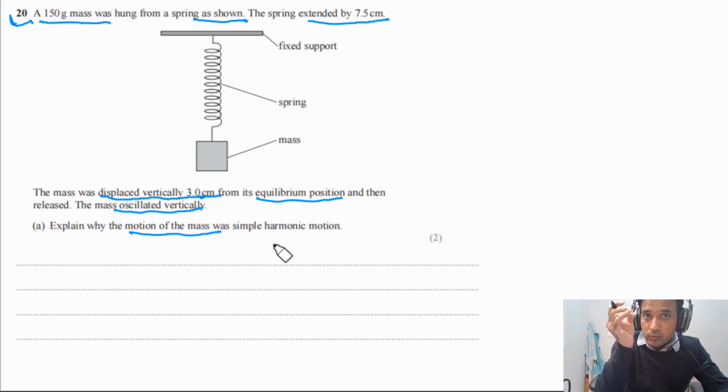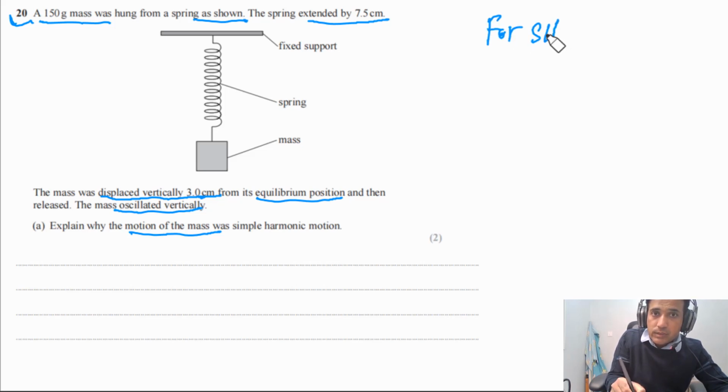For simple harmonic motion, there are two conditions you need to understand. Spring force is directly proportional to the displacement. When the displacement is maximum, spring force will be maximum. When the displacement is minimum, spring force will be minimum. And the direction of force and displacement are in opposite directions. So what I'm saying is that for SHM, you need to understand these conditions.